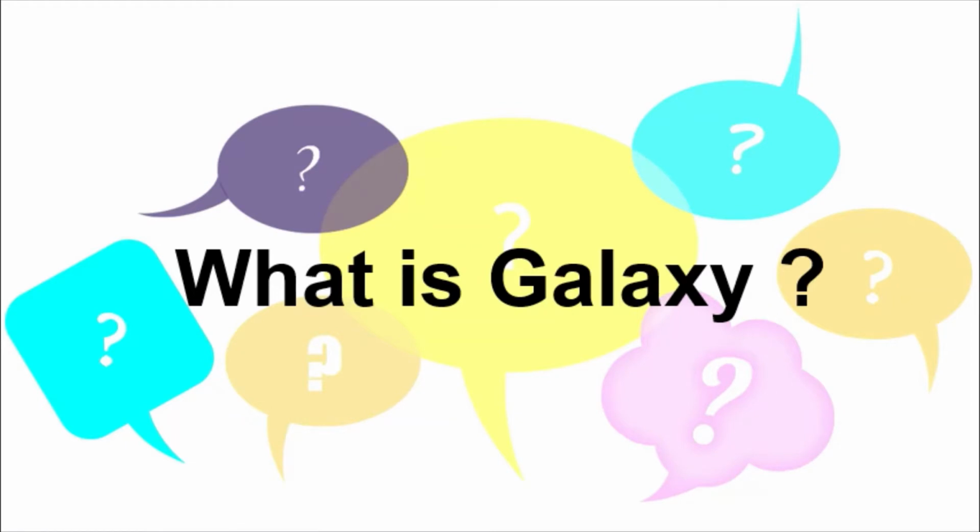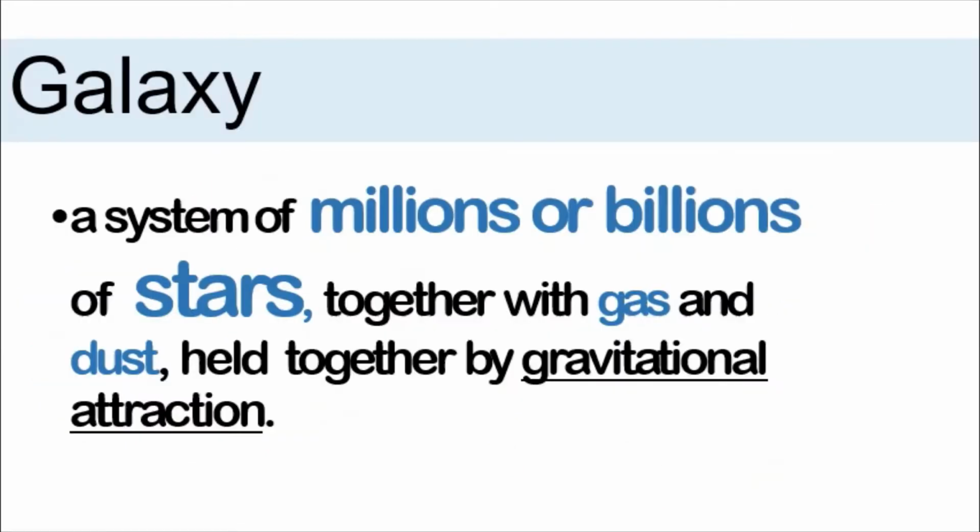What is a galaxy? A galaxy is a system of millions or billions of stars together with gas and dust held together by gravitational attraction.